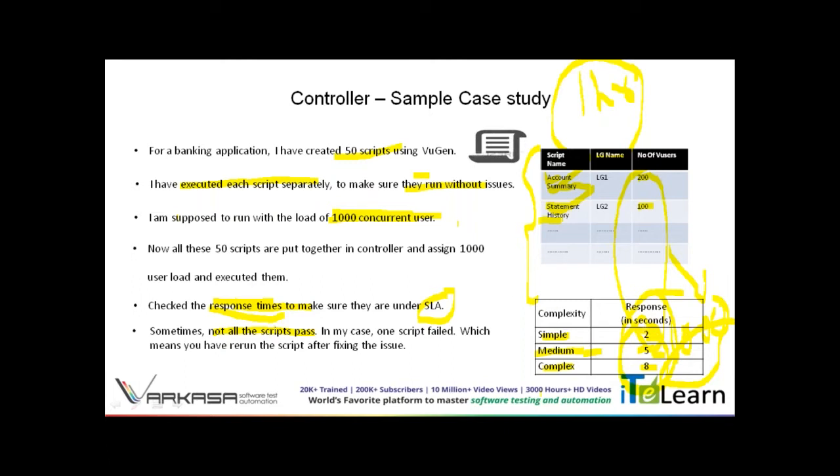And one more thing: the script will fail because the response time is greater than what has been told in the SLA, or the script will fail because there is some issue when you created the script in VuGen. If the scripts have failed because of an issue in the VuGen script, because you haven't checked it properly in VuGen, then you have to stop the whole test, fix the issue in that script, and then rerun the test.